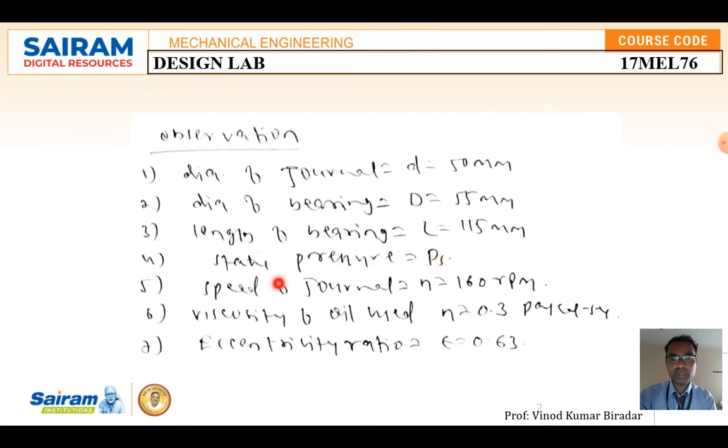Speed of the journal, N is equal to 160 rpm. Viscosity of the oil used is given as 0.3 pascal-second. The eccentricity ratio is given, e is equal to 0.63. These are the observations given. These four are very important for doing the calculation part.